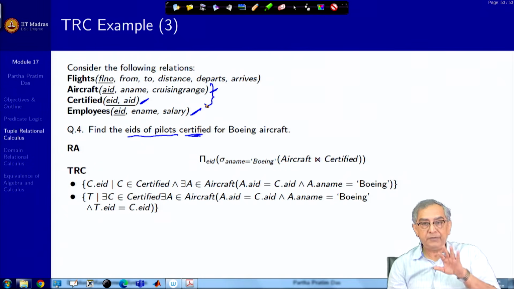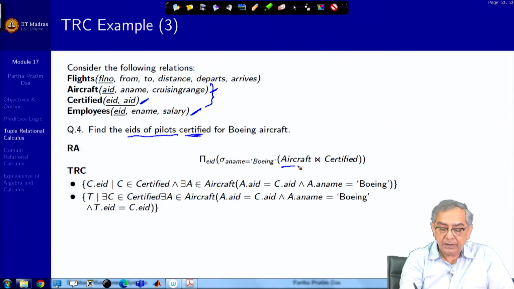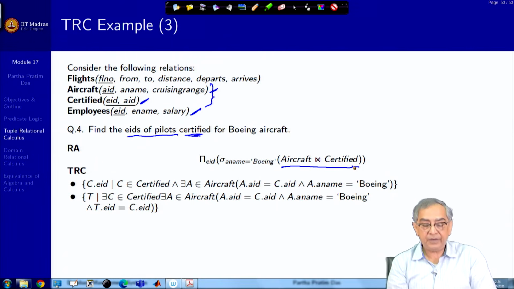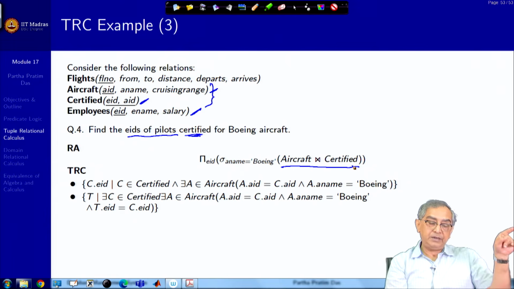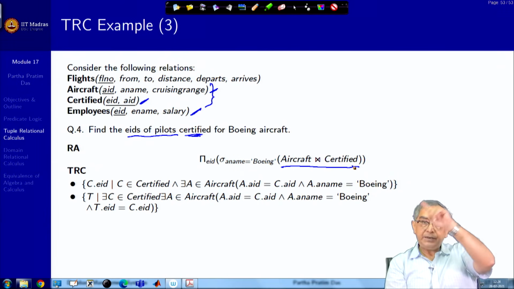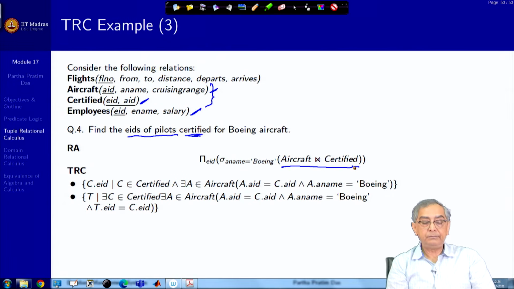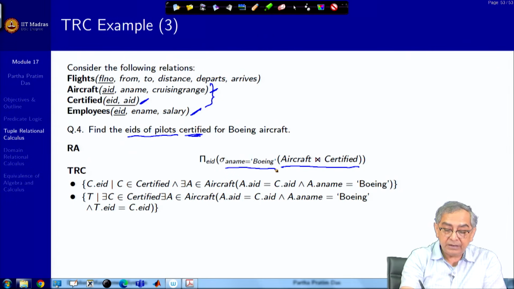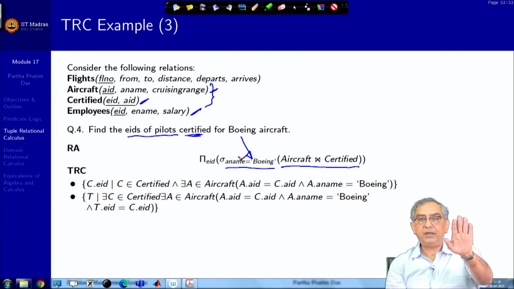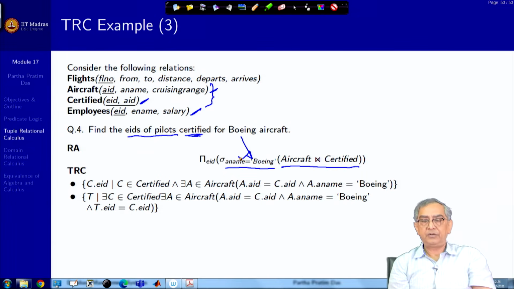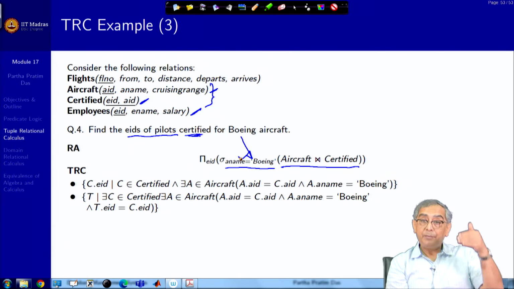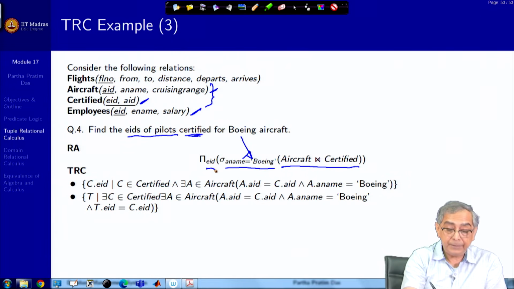And what works for that? If you just think the relational algebra way, the natural join between aircraft and certified. This will give you a relationship between employee ID and aircraft name, which could have Boeing. So, now you filter this for Boeing, you are just interested in the Boeing part of it, no other aircraft. So, you select on Boeing. Whatever remains are the employee IDs of those who are certified to fly Boeing.